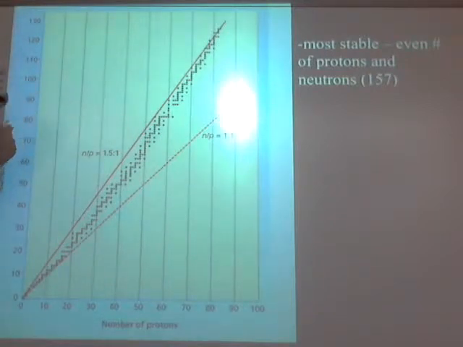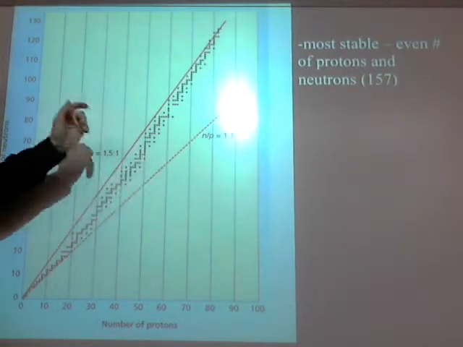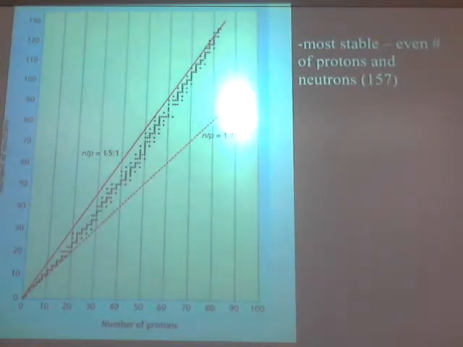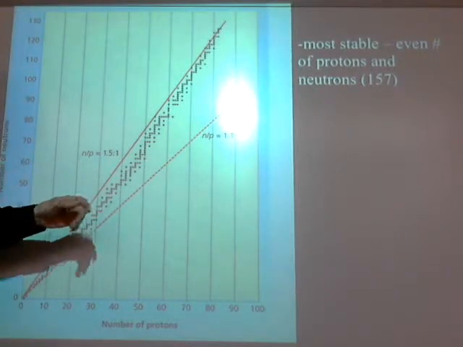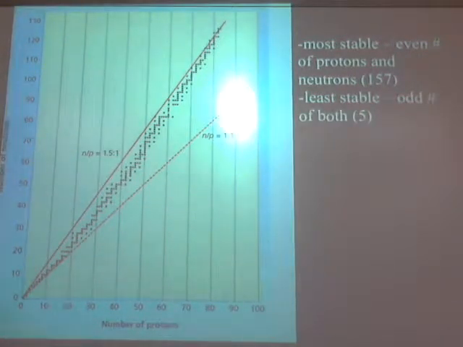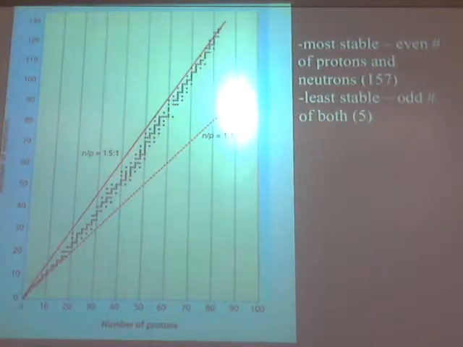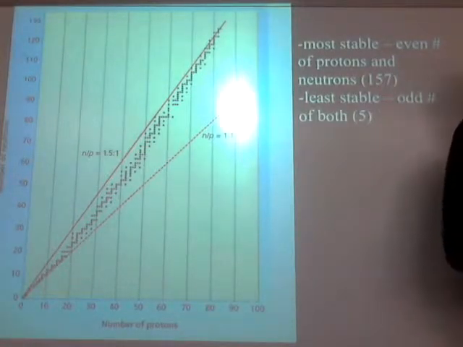No. Now, what I will really be asking you at that point is, what would he want to do to get down to this band of stability? What kind of radiation would he give off? Because there's lots of different kinds. We're going to talk about each of those, okay, in a minute. The least stable, by the way, would be odd numbers of both. There are only 5 in the band of stability that have both odd numbers of neutrons, like 3, 7, 5, and odd numbers of protons as well.